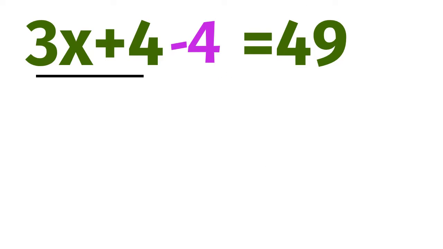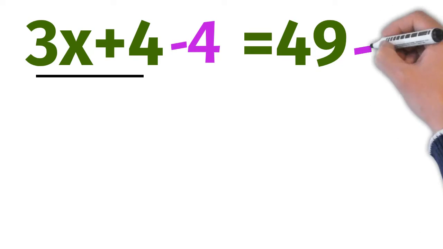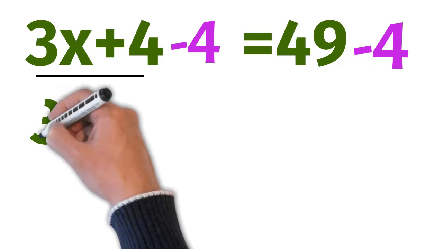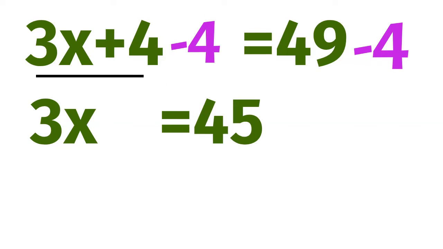But we cannot subtract 4 from the LHS only, because by this equality will not hold. Thus, we will subtract 4 from both sides, LHS and RHS, and get 3x plus 4 minus 4 is equal to 49 minus 4. Simplifying it, we will get the equation 3x is equal to 45.